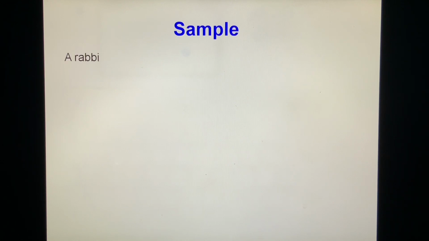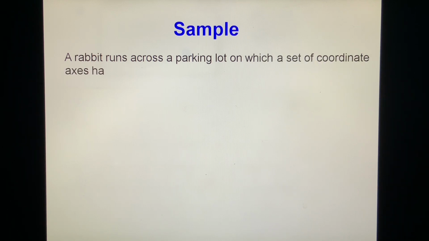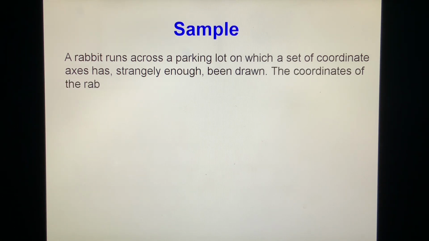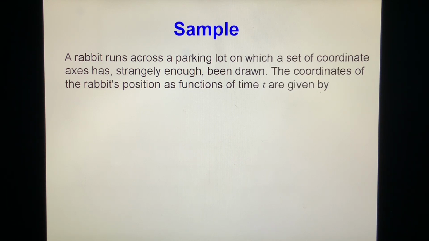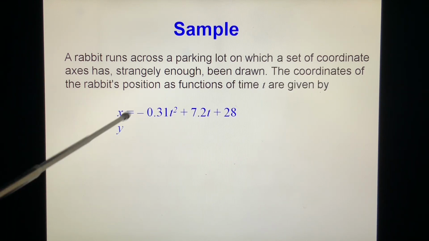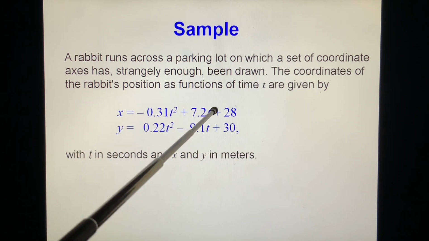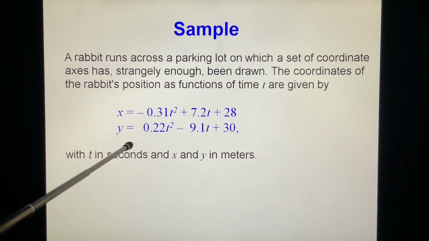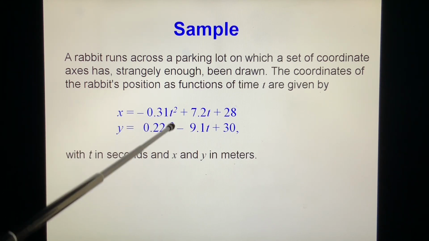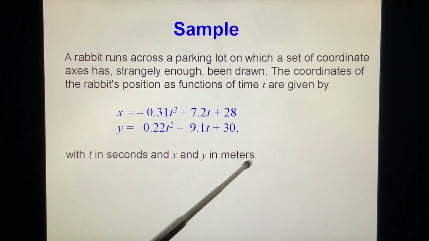Sample: a rabbit runs across a parking lot on which a set of coordinate axes has, strangely enough, been drawn. The coordinates of the rabbit's position as a function of time t are given by x equals minus 0.31 t squared plus 7.2 t plus 28. y equals 0.22 t squared minus 9.1 t plus 30, all as functions of time t, with t in seconds and x and y in meters.